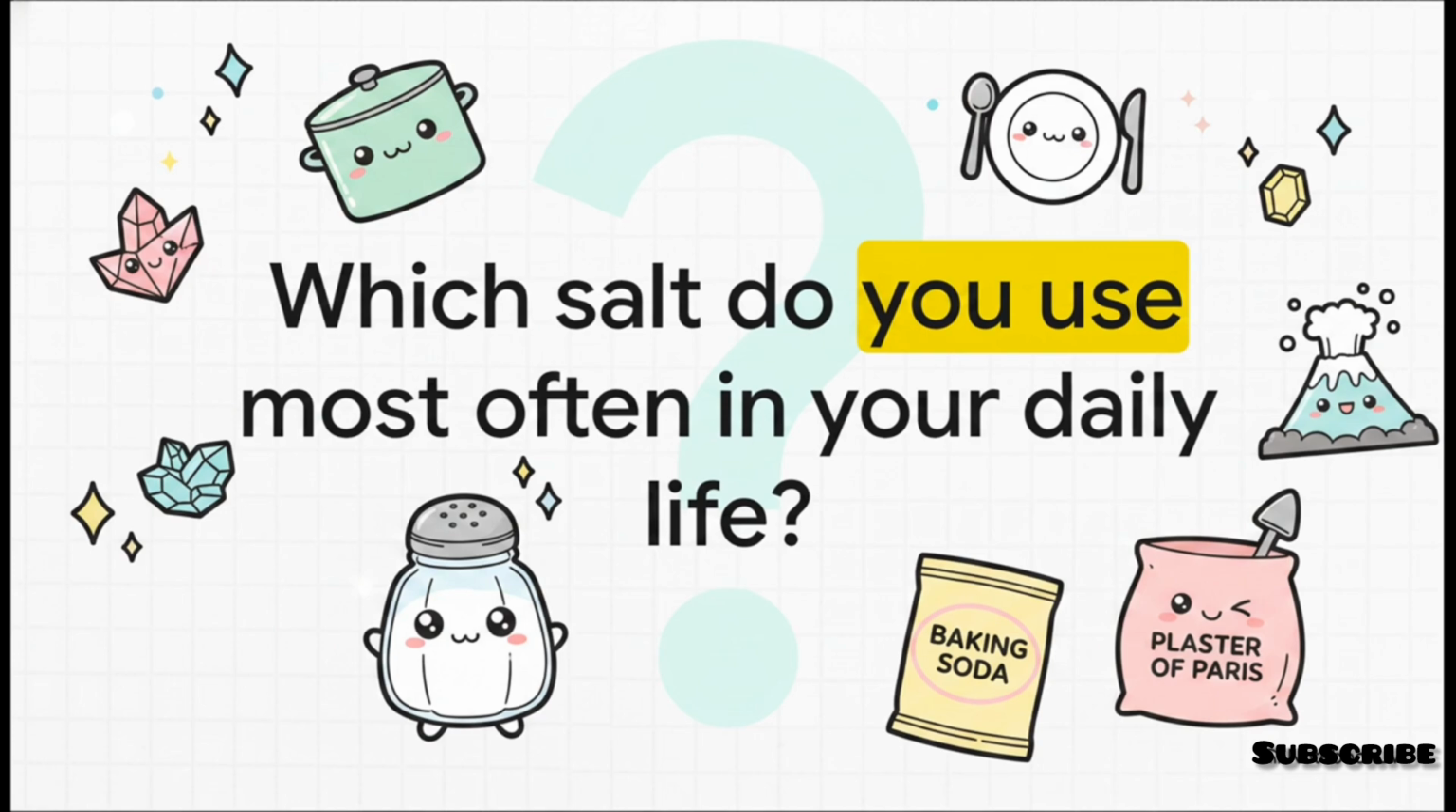So, I'm going to end this explainer with a little challenge for you. Now that you understand the hidden chemistry holding your household together, take a closer look around today. Which salt do you rely on most often in your own daily life? Can you spot the plaster of Paris in your ceilings, or maybe the baking soda in your fridge? Find the chemistry at work and keep questioning your surroundings.